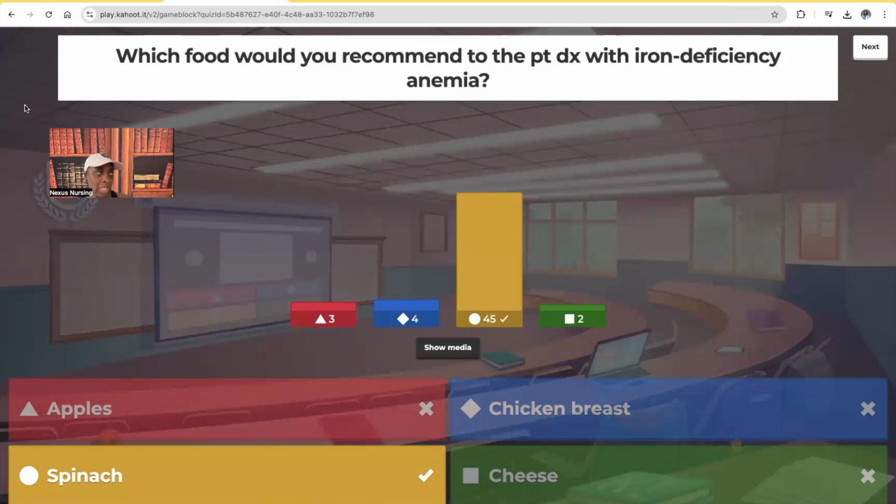Chicken breast, we love chicken breast. It's high in protein, right? We need protein to build muscles. We need protein for wound healing, but we're not talking about protein. We're talking about iron. Remember, iron is what's important for the development of hemoglobin. And cheese, we love cheese. Nothing wrong with it. It's high in calcium. We love calcium. Calcium is good for the formation and strengthening and maintenance of what? Bones. But we're not talking about calcium, we're talking about iron. So foods high in iron are going to be your green leafy vegetables, such as spinach, okay?